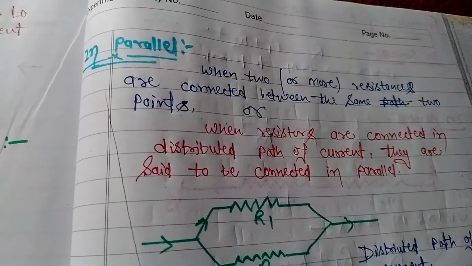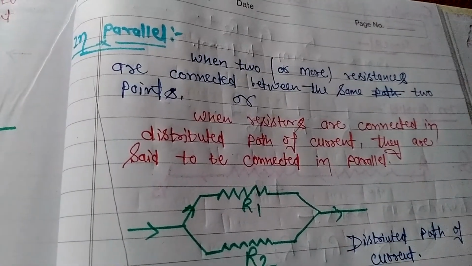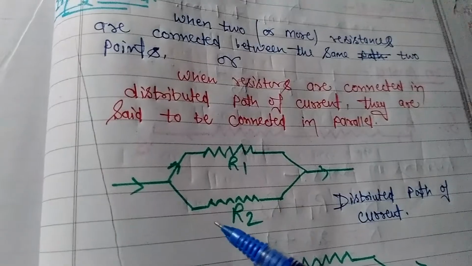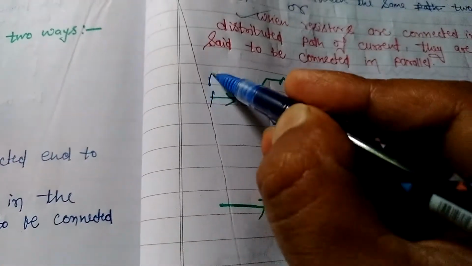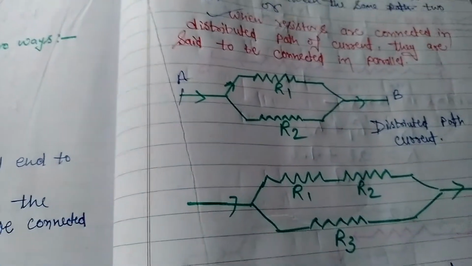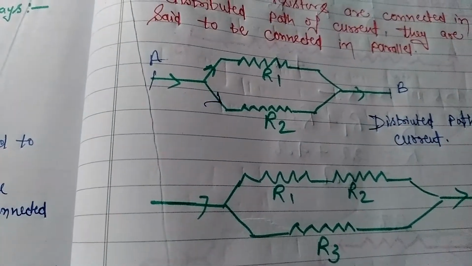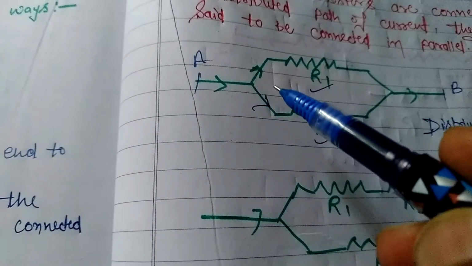Second one, my dear students, again listen carefully and try to understand the meaning of parallel resistors. What is the meaning of a parallel combination of resistors? When two or more resistors are connected between the same two points, or with the help of another definition, when two or more resistors are connected in a distributed path of current. Here suppose this is point A and this is second point B, and we want to know how resistors are arranged in this path, because both the resistors are connected in a distributed path of current.